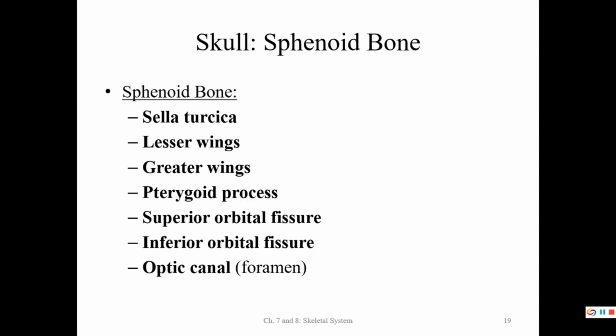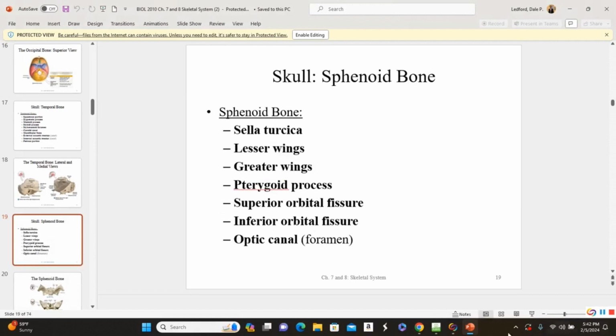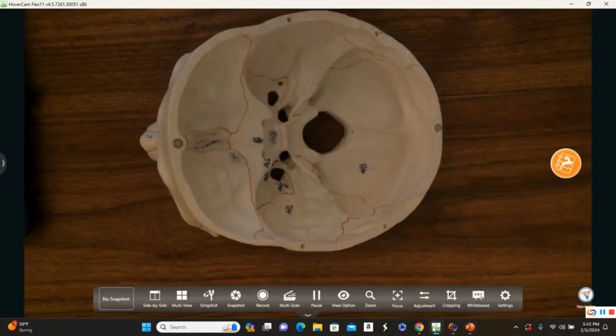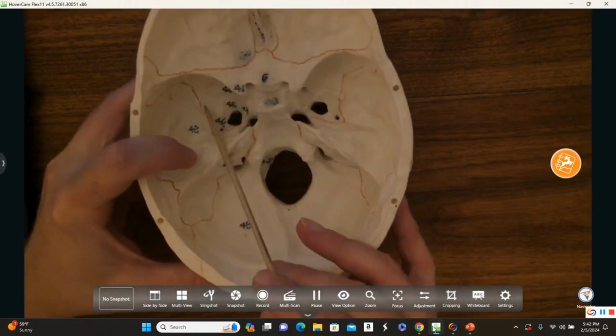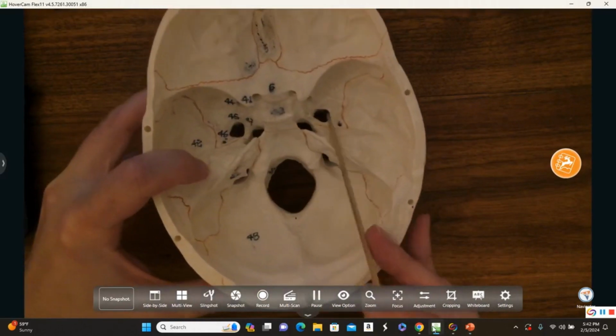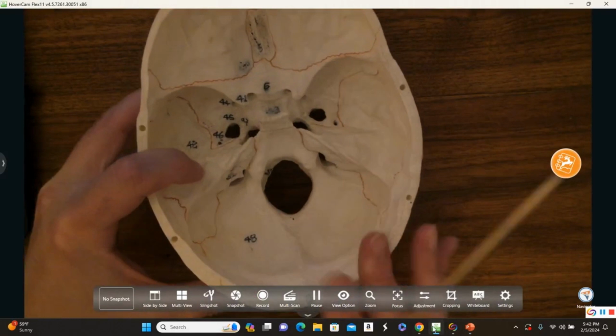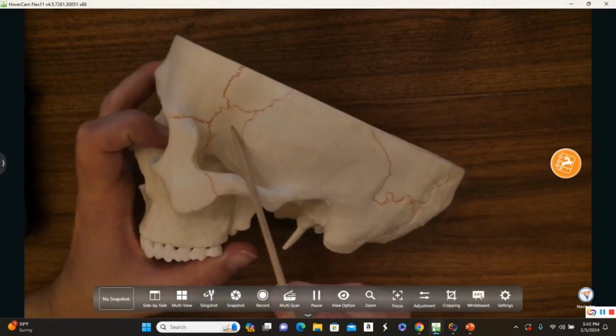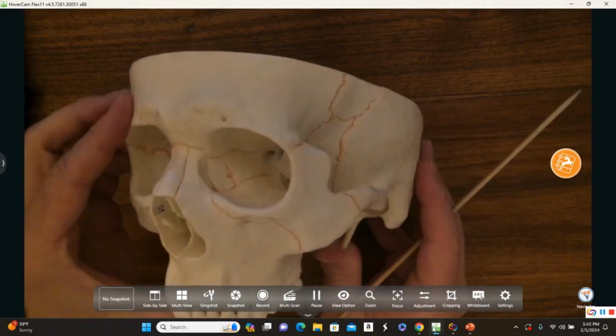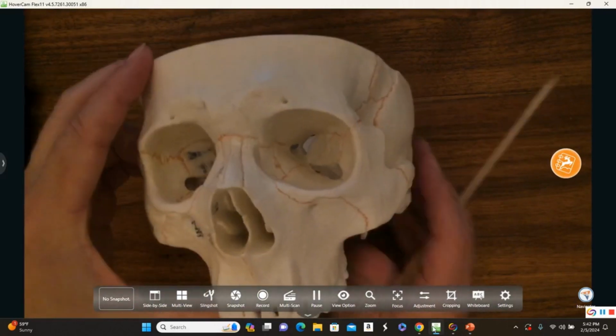Okay, now let's turn our attention to the sphenoid. Where we're going to mostly see the sphenoid is in here. We'll see it right here. This is the sphenoid bone right here. It looks kind of like a bat. A little bit of the sphenoid can be seen right here. And you can see the sphenoid back here in the back.